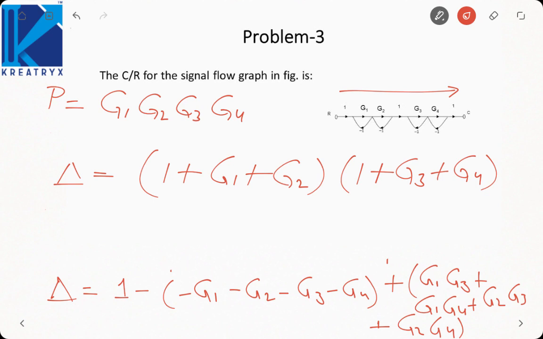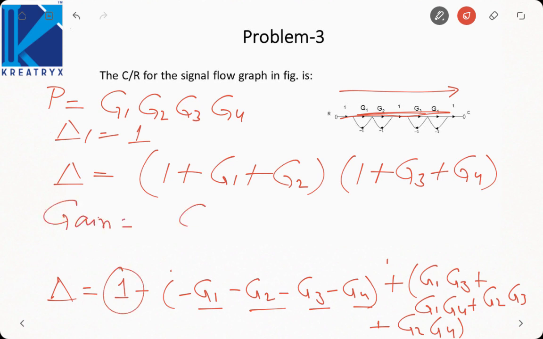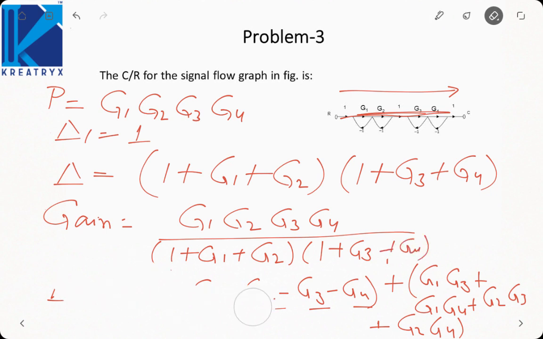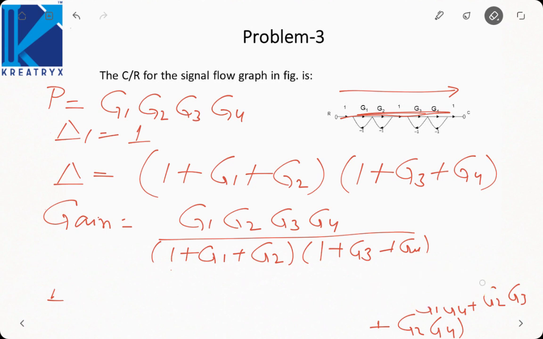Now this path P touches all the loops. It passes through all the loops. That means its delta 1 would be 1, because if you remove all the loops from delta, only 1 would remain. So gain would be simply G1, G2, G3, G4 divided by 1 plus G1 plus G2, into 1 plus G3 plus G4. Okay, this would be my gain of this signal flow graph.